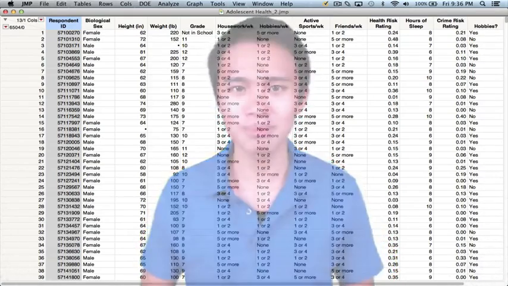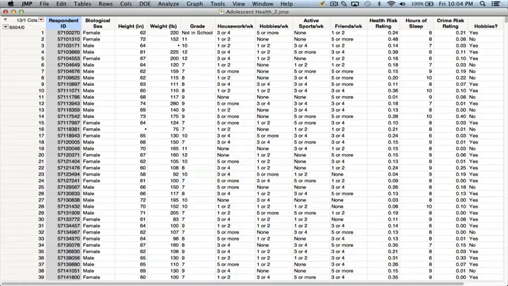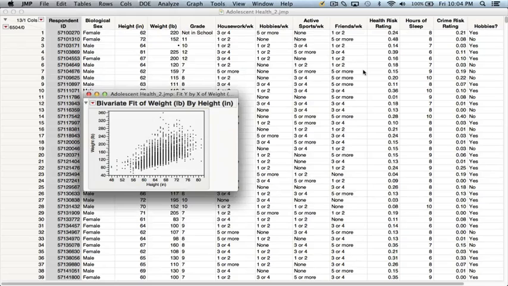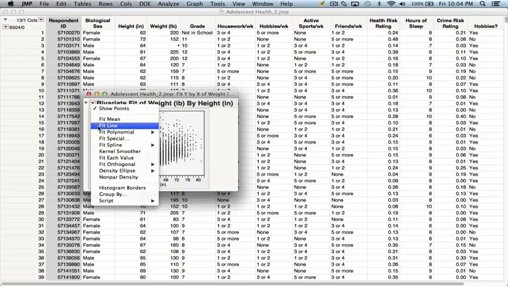Let's take a look. First, like with all bivariate associations, we'll go to Analyze, Fit Y by X. In this example, we'll put height on the x-axis and weight on the y-axis. Then we'll hit OK. This brings up a scatter plot of the association between the two variables. Since we're interested in the regression line, we'll go over to the red arrow and click Fit Line.